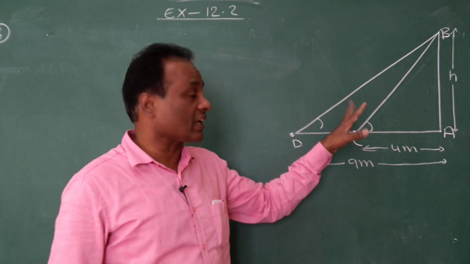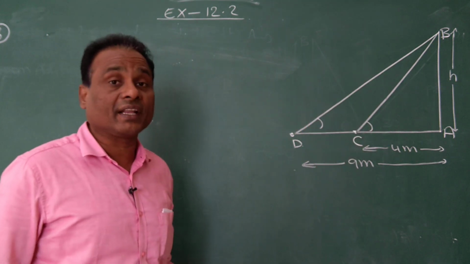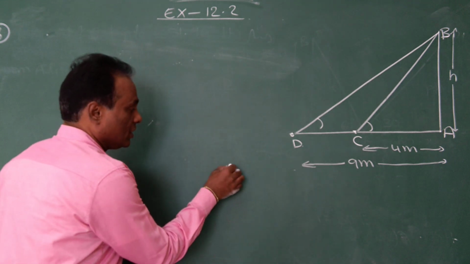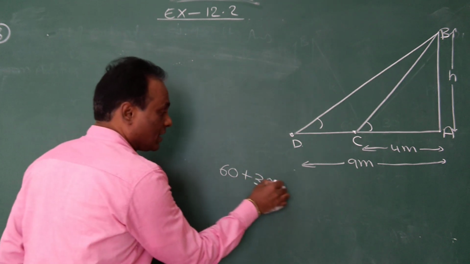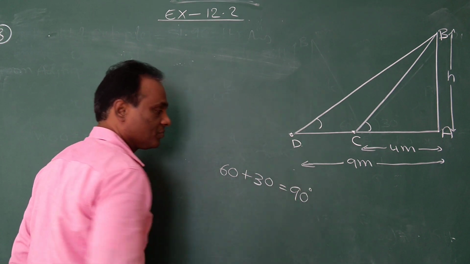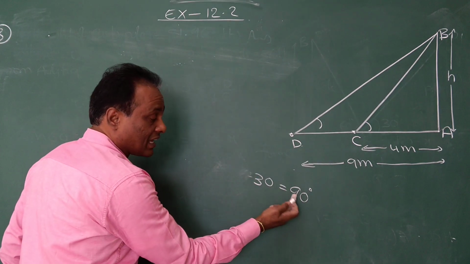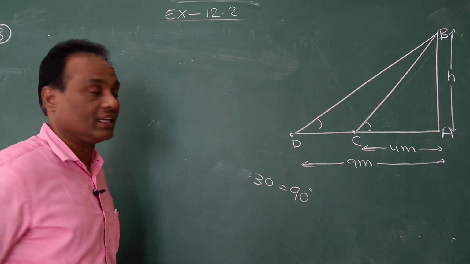So therefore this problem is also removed. But I will explain. Complementary means if the sum is 90 degrees, they are called complementary. 60 and 30 are complementary because the sum is 90 degrees. Suppose one angle is 30, the other angle will be 90 minus 30. Complementary means the sum should be 90.